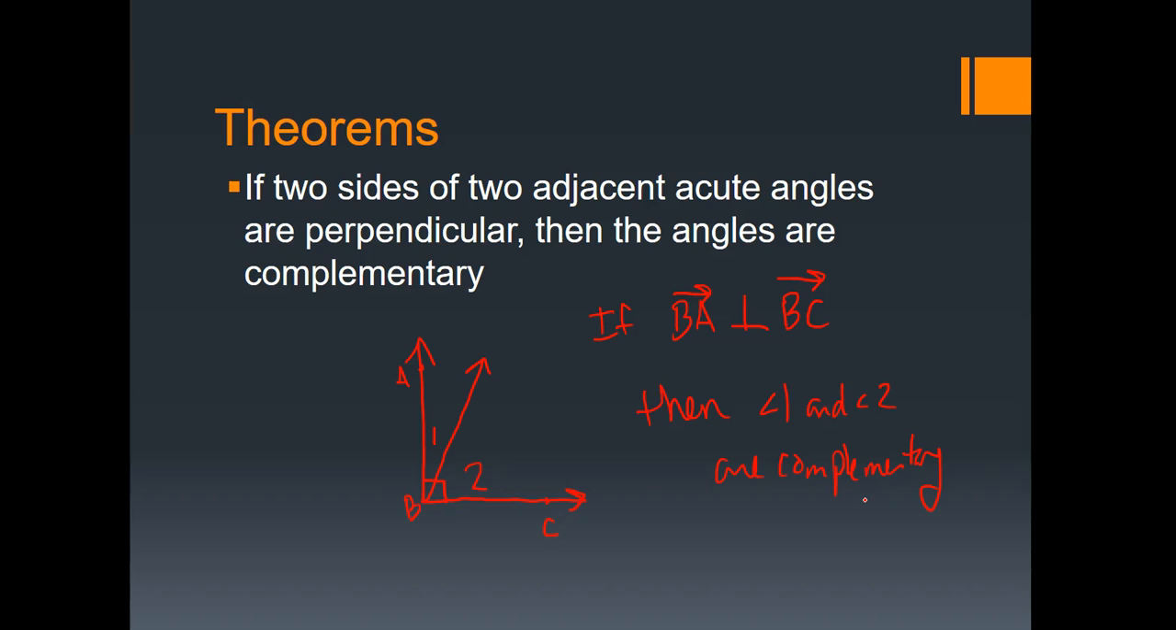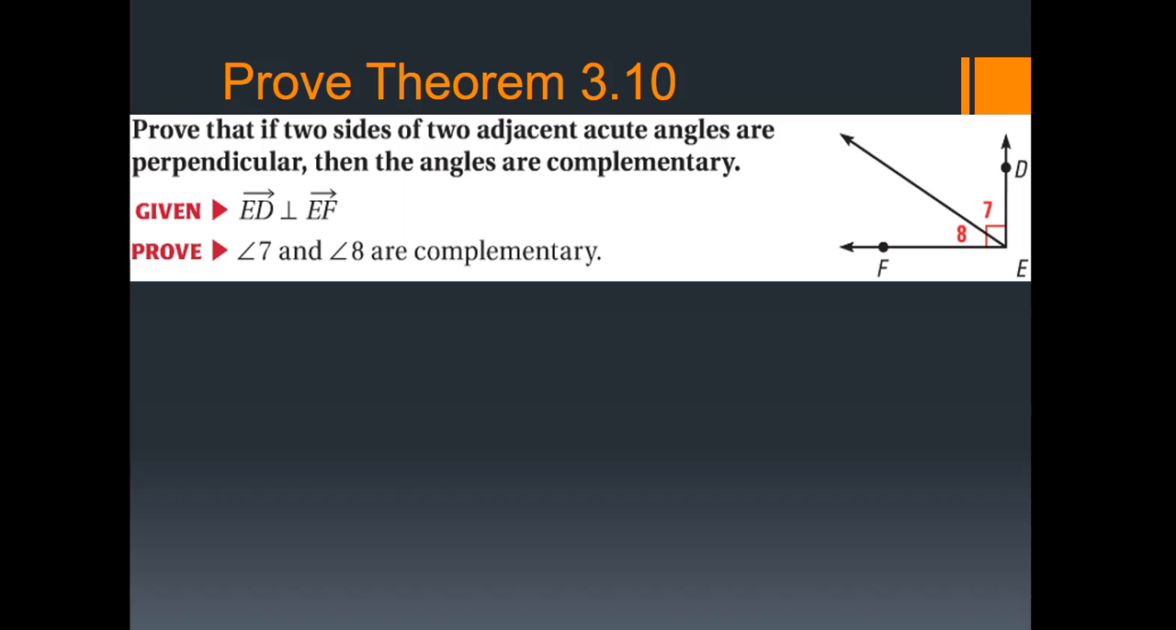Okay, because if they're perpendicular, that makes a right angle. If the whole thing's a right angle, that means angle 1 plus angle 2 adds up to 90. And angle 1 and angle 2 adding up to 90 means they're complementary. So we could prove that and write that out just for practice.